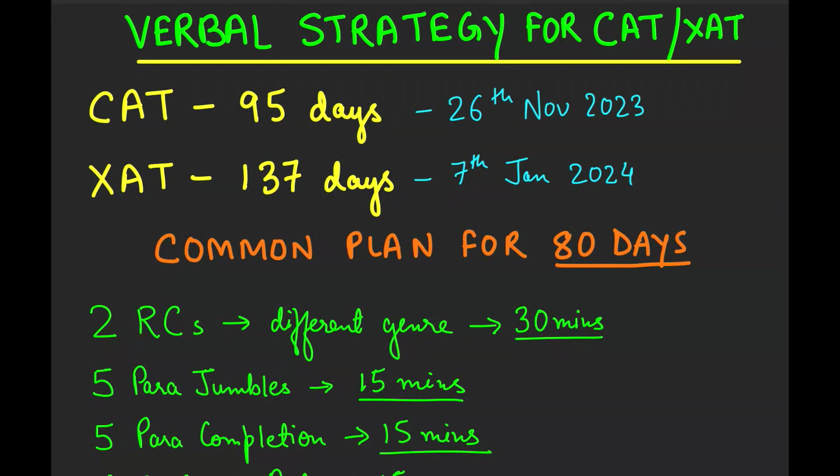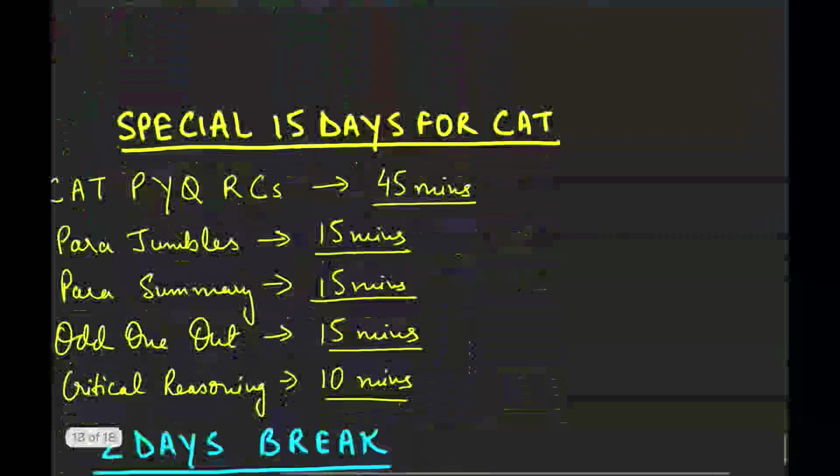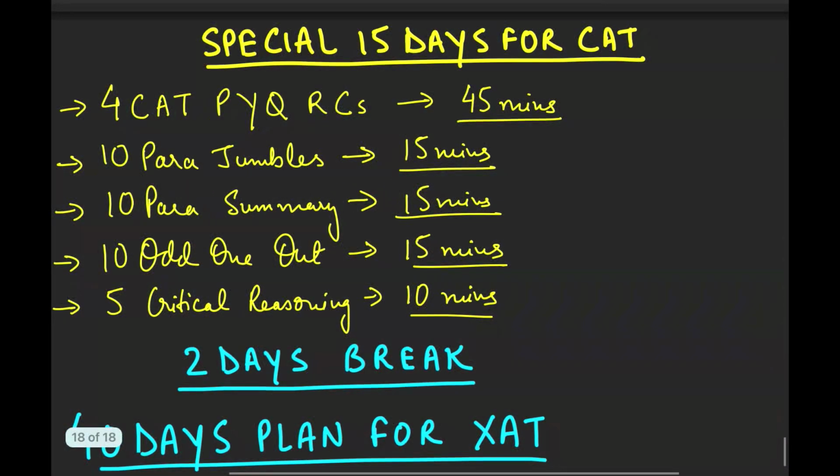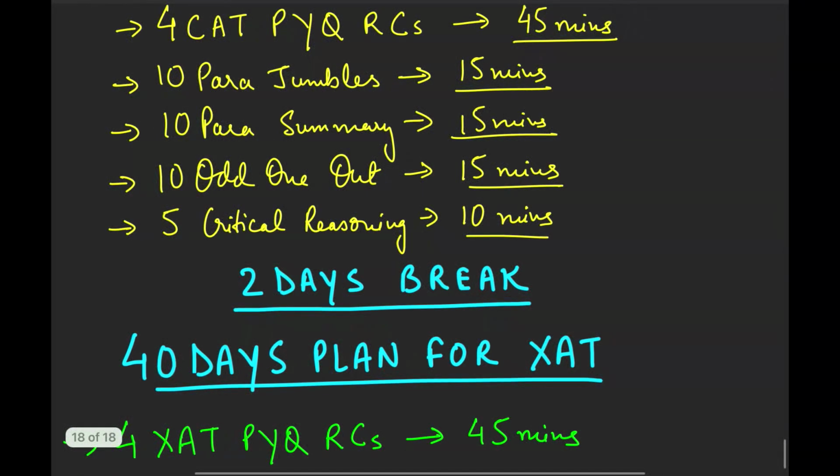Now, keeping this number in mind, I have prepared a plan for you guys in which I would be telling you the common plan for the first 80 days, which will help you in both your CAT and XAT preparation. Then we will come across a special 15 days plan for only CAT. That is just the closer ones to the examination, and then we will take a 2 days break and have a 40-day plan for just the XAT verbal.